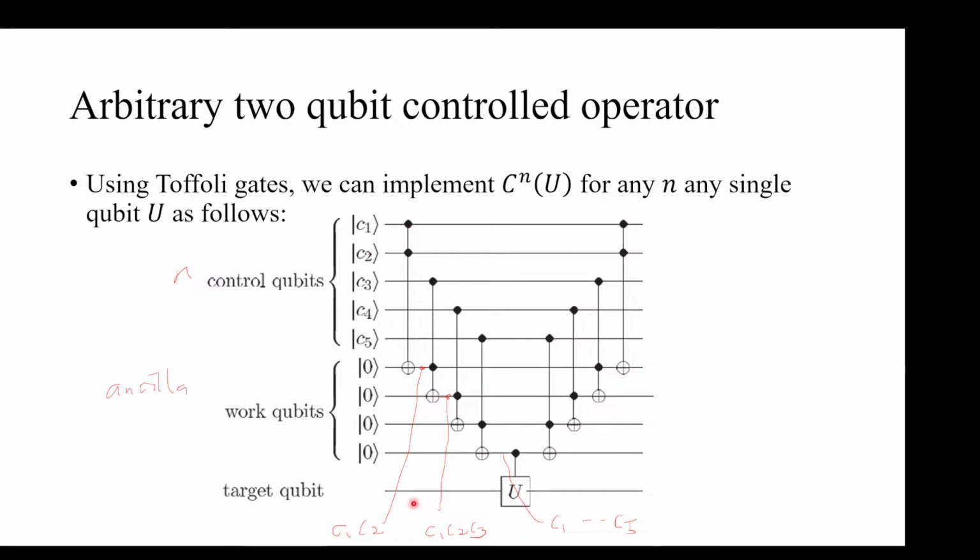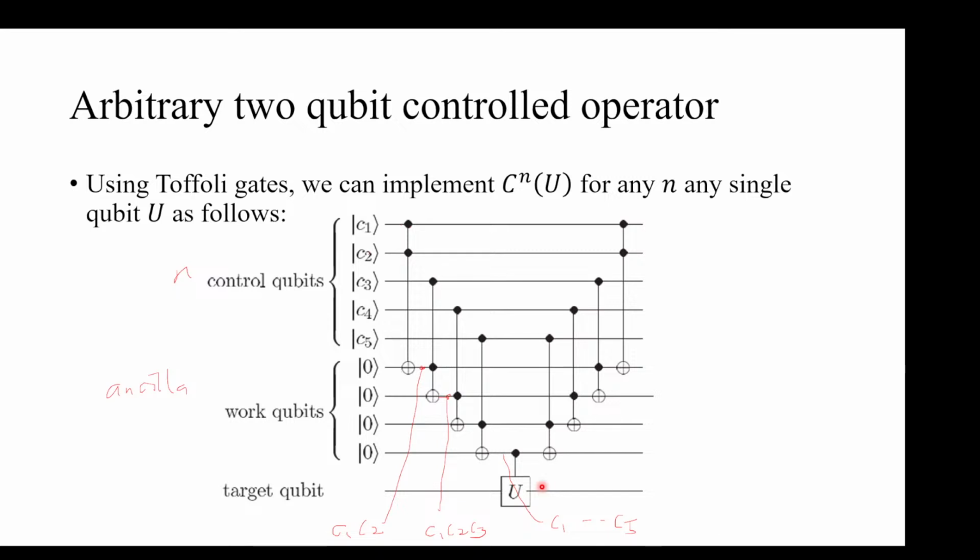Okay? And then you apply your control unitary. So now this is just a single bit controlled single bit unitary. Okay? And this can be done by our ABC decomposition. Okay? And so you see that you apply this control unitary if and only if all those five bits here are 1. Okay? And so if any of them is 0, then you do nothing here. Okay, and if they are all 1, you apply your unitary.